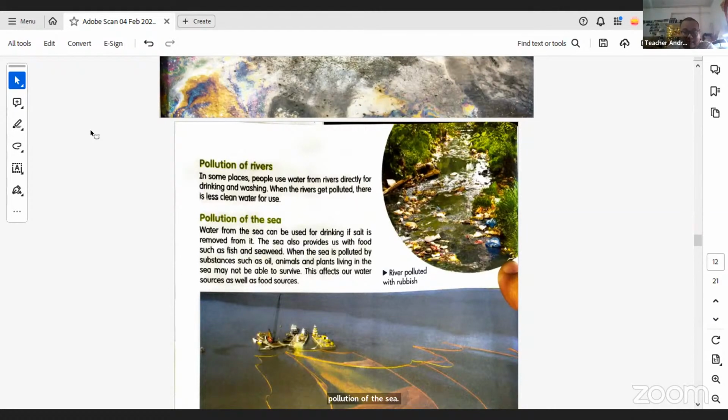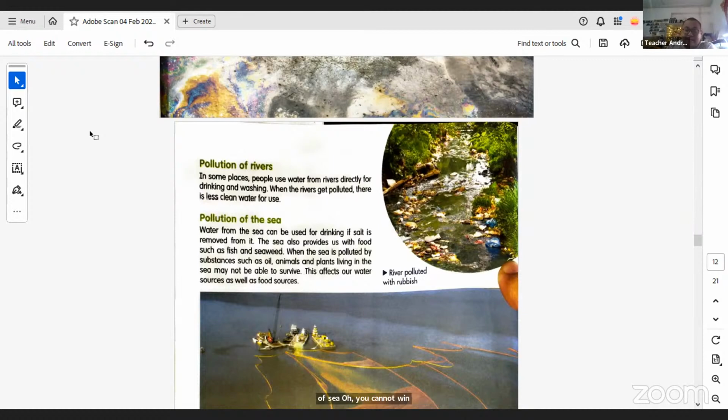Water from the sea can be used for drinking if the salt is removed. The sea also provides us with food such as fish and seaweed. When the sea is polluted by substances such as oil, imagine the ship dumps the oil into the sea. All the animals and plants inside there cannot survive because when there's oil on the surface of the sea, oxygen cannot go in.